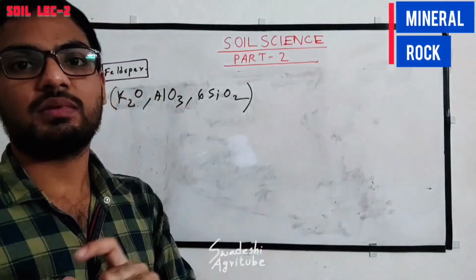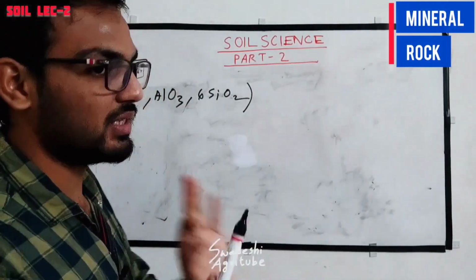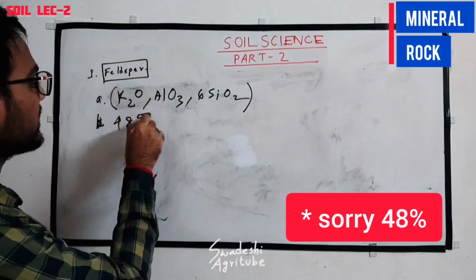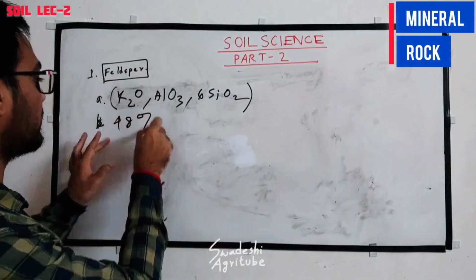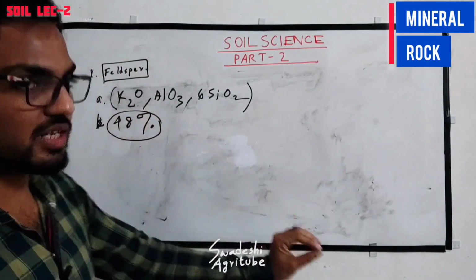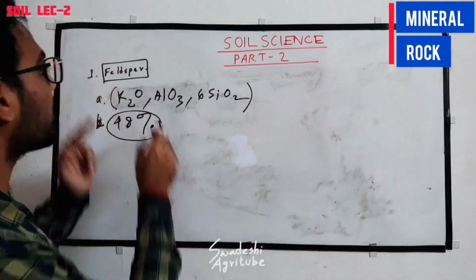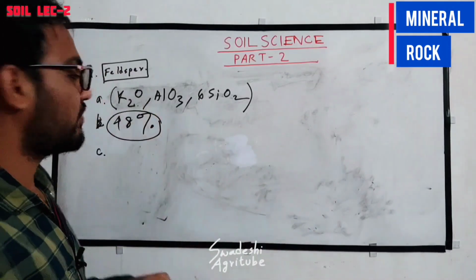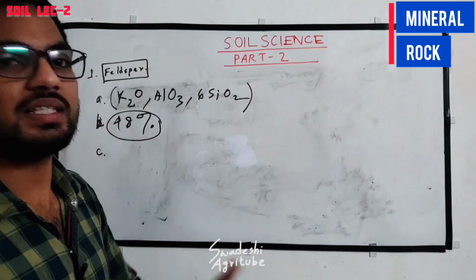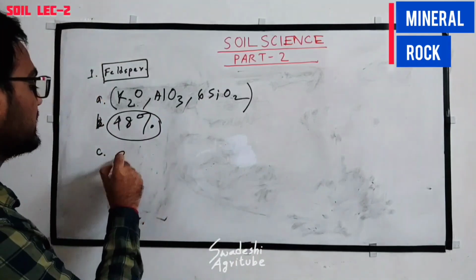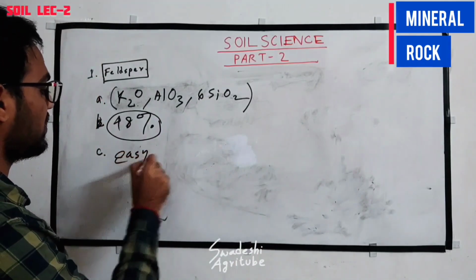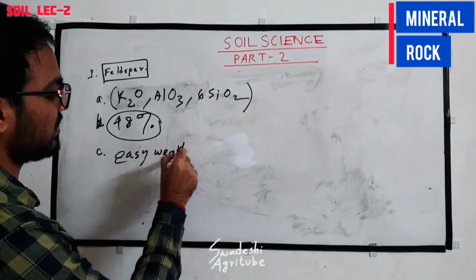Of the total minerals present in the earth's crust, 40% are feldspar. These feldspars are easily weathered. Weathering, we know what the meaning of weathering is. You can check my other lectures, but it means feldspar can be easily broken down by some biotic or abiotic factors.